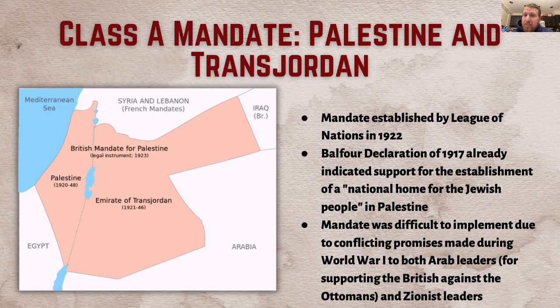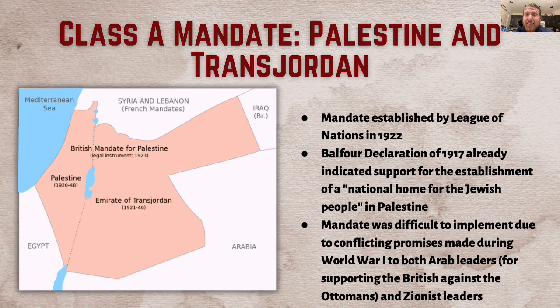The mandate was established by the League of Nations in 1922, following the defeat and dismantling of the Ottoman Empire after World War One. The legal basis for the mandate was the Treaty of Sèvres, and later the Treaty of Lausanne, though the region was effectively under British control since the end of the war in 1918. The Balfour Declaration of 1917, issued by the British government, had already indicated support for the establishment of a national home for the Jewish people in Palestine.